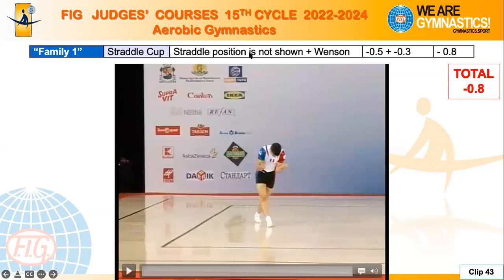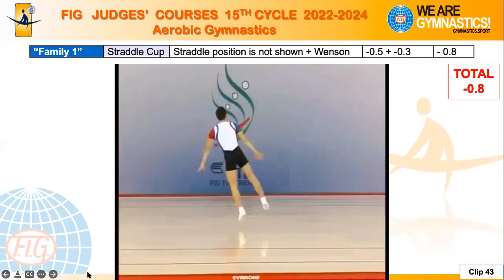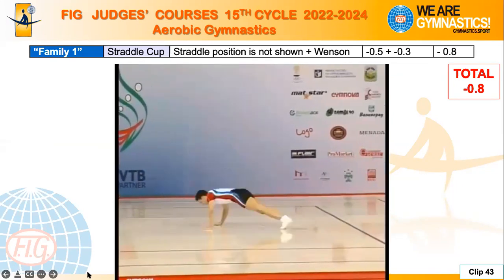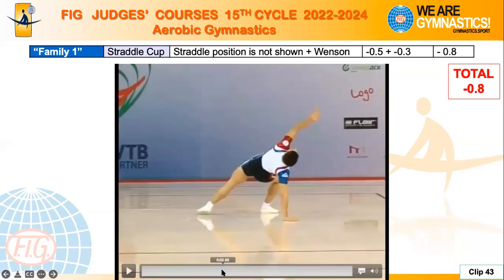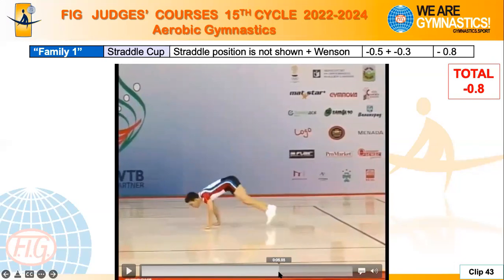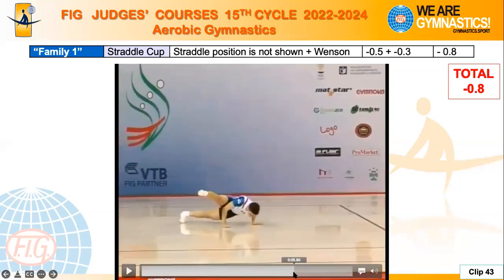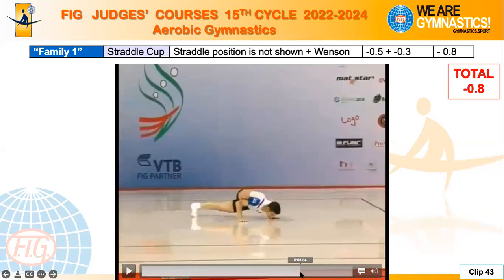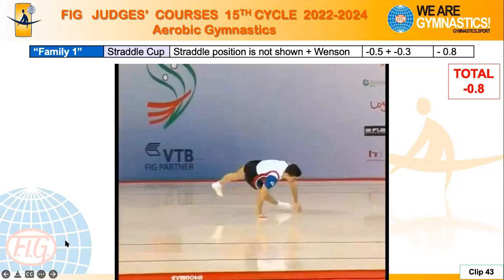Straddle cut, straddle position is not shown. And for this, him is Wenson position. So 5 and 3. Okay, straddle means open legs. But after he lands, he just goes, and this is not really a straddle cut. Okay, wrong technique, and he's Wenson position. So it's 5 and 3.